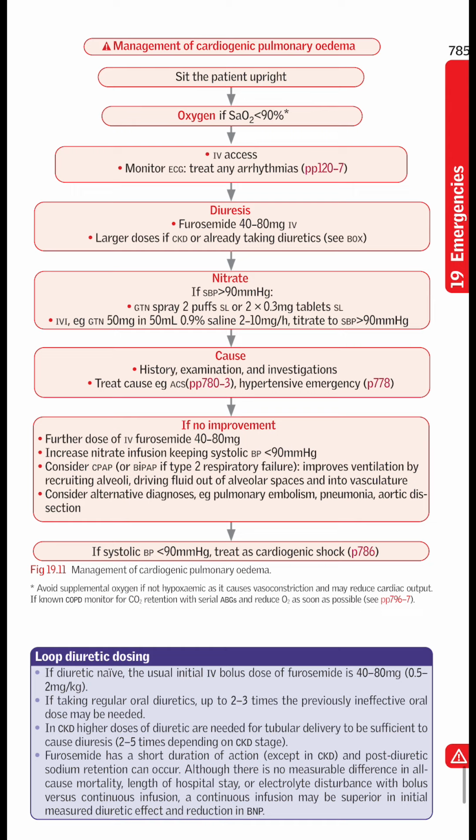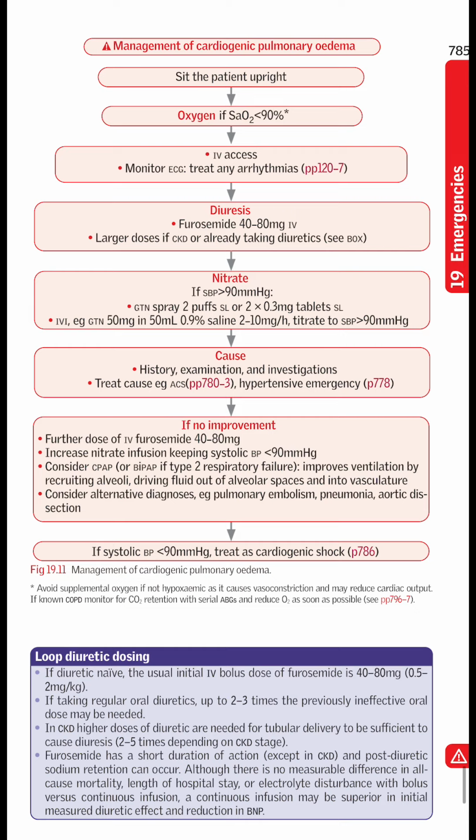Consider an alternate diagnosis, for example, pulmonary embolism, pneumonia, aortic dissection, if the patient is still not improving. If systolic BP is less than 90 mm of Hg, then treat as cardiogenic shock. Now about the dosing of loop diuretics.